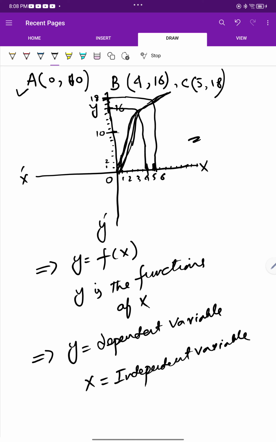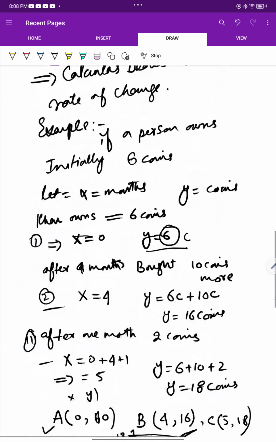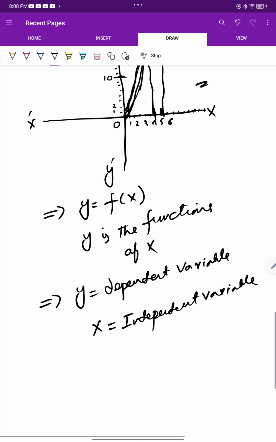Did you understand this? So this is called function and limit. So y is a function of x. x is the independent variable, and y is increasing. So y is dependent on x. When the months are increasing and you buy more kinds, it is dependent on the months. Okay, so this is an introduction.